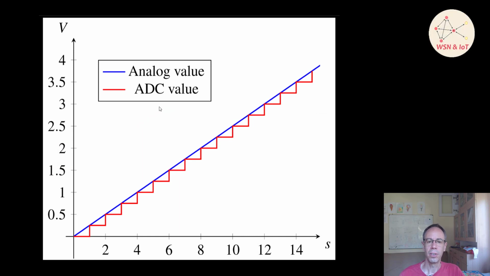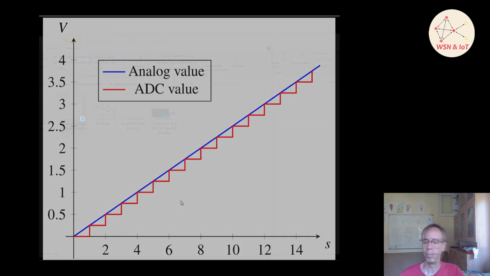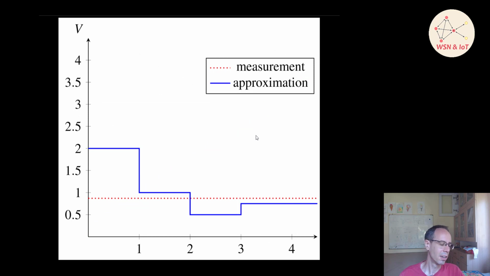We always have a resolution, so when we have an analog value, we don't get every value back. For example, with a 4-bit converter, we have only 16 possible values which we can get. So when we have a value of 0.6, for example, we get back 0.5 only.